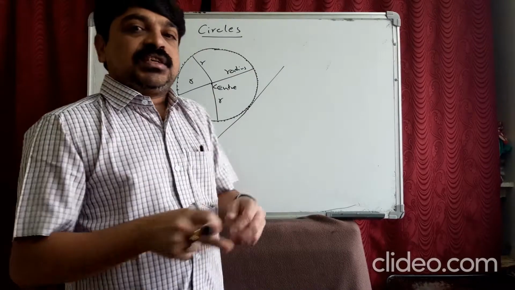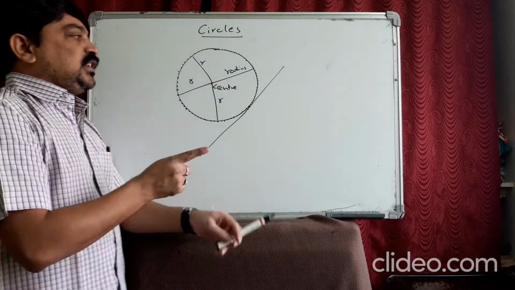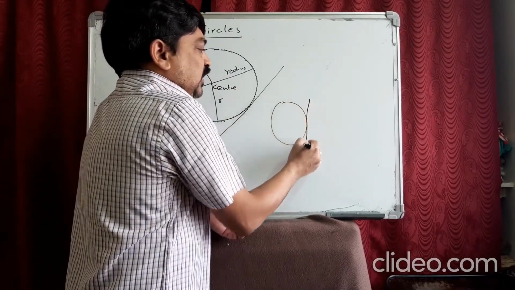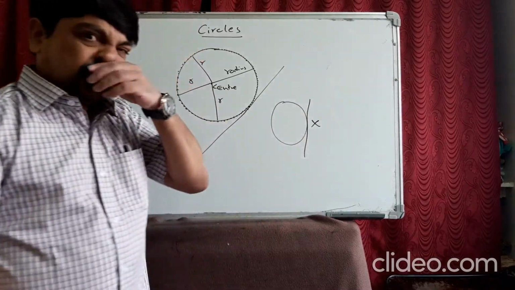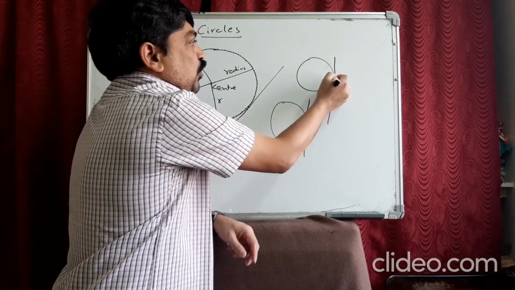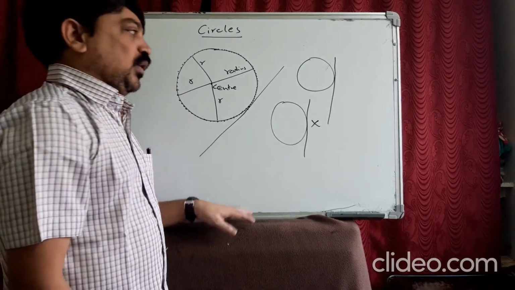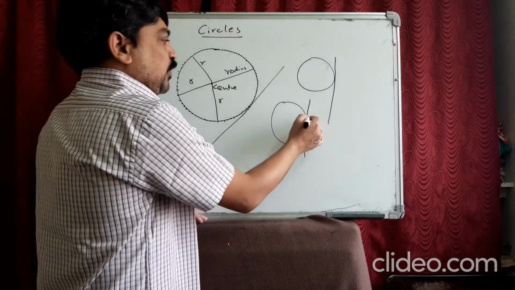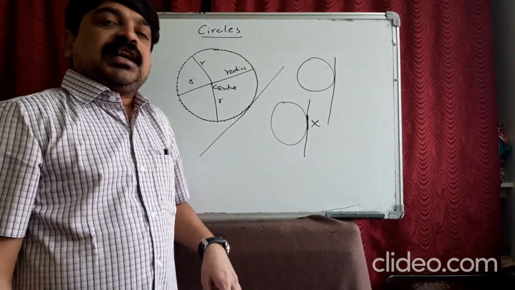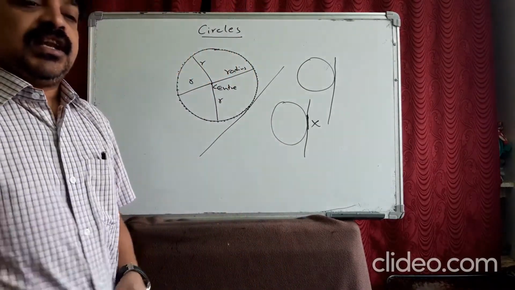The property of the tangent is, if the tangent is touching any point on a circle, it should not touch any other point. Suppose some people want to draw a tangent, they draw like this. This is wrong, because it should be touching at a single point only. No two points should be on a single line. Some people draw very neatly, they do like this, which is also wrong. So always the tangent of a circle is the line that touches the circle at a single point.